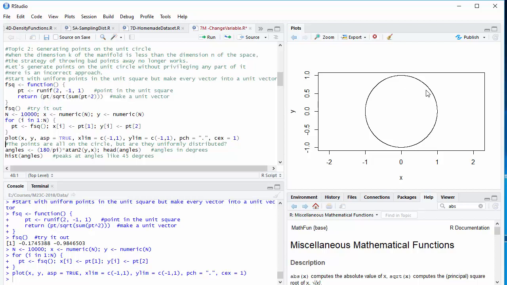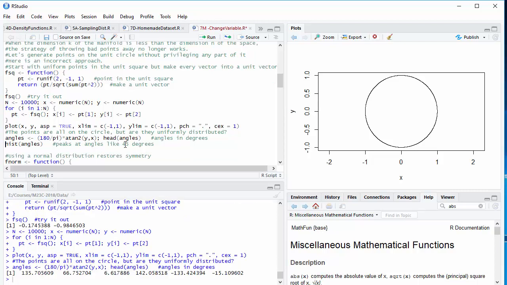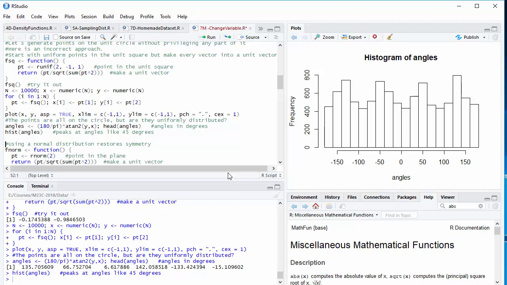Let's plot the angles that we get by using the atan2 function, and I multiplied by 180 over pi to convert radians into degrees. So we're getting a bunch of angles. These are the polar coordinates of the various points we generated. And when you look at a histogram, you see what's gone wrong. Right near an angle of 50 degrees or minus 50 degrees, we're getting too many points.